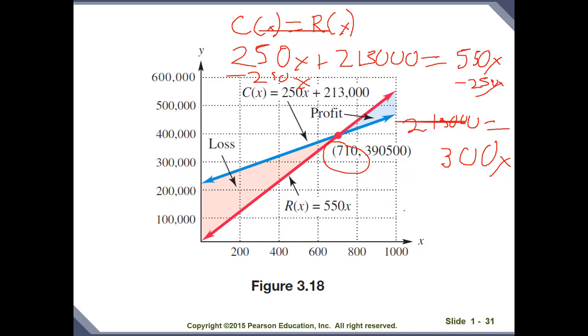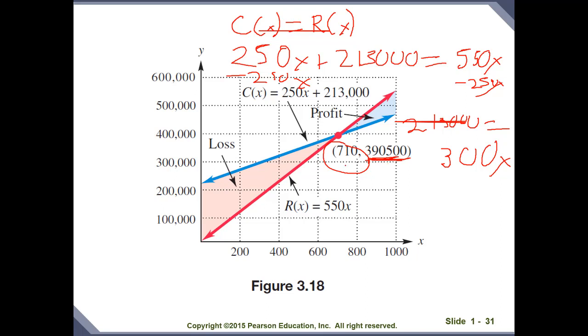Then the other thing we might be asked is how we get this value of 390,500. This is how much it costs us to make 710 items. So if our revenue is more than $390,500, we'll earn a profit. Every dollar, every cent above that is profit. But if our revenue is less than that, that's what our loss is going to be. So if our revenue is $10,000 less, we have a loss of $10,000. If my revenue is $190,500, I have a loss of $200,000.